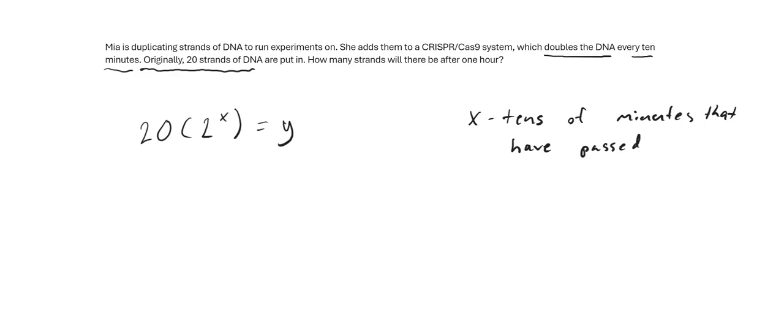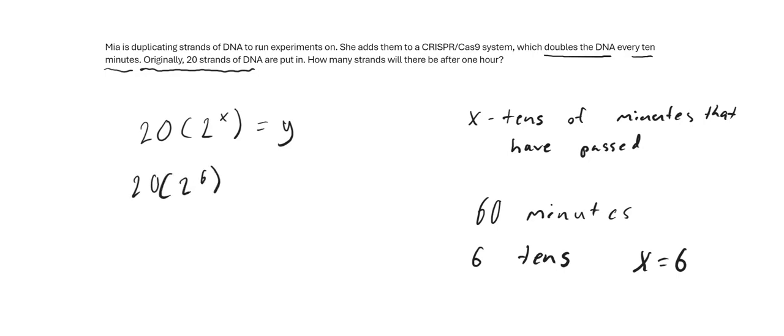Alright, so we have to figure out how many strands will there be after 1 hour. So 1 hour is equal to 60 minutes, which is 6 tens. So our x value that we're going to substitute in will be 6. 6 tens of minutes will have passed. So all we gotta do is substitute in 6 for x, then multiply 20 by 2 to the 6th, and then we get 1,280. So after 1 hour, there will be 1,280 strands of DNA.